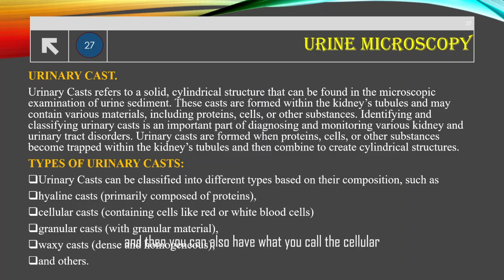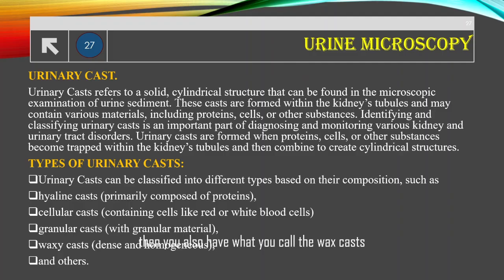And then you can also have what you call the cellular granular casts. These cellular granular casts are made up of cells, in layman's terms. They can have cells from the tubules, like the renal tubular cells. They can also have red blood cells or white blood cells or kidney cells or any type of cells. So in short, under granular casts you've got two types. You've got hyaline granular casts, which are made up of the different types of proteins, primarily made from proteins, whilst the cellular granular casts are made up of cells.